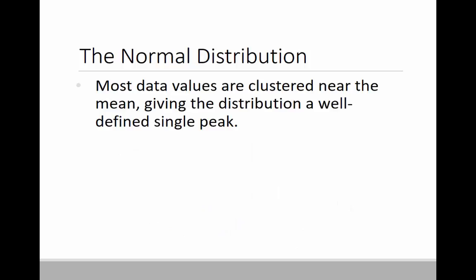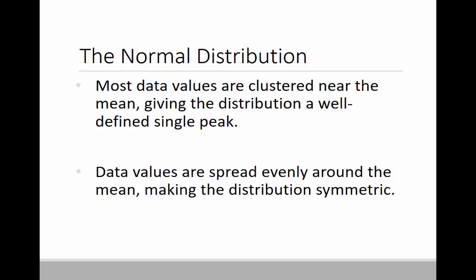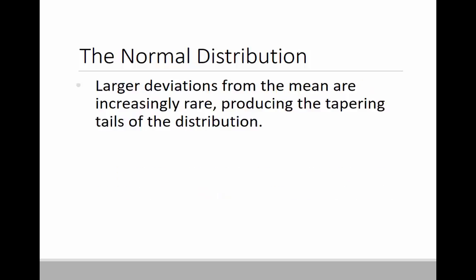Let's recap some of the key aspects of a normal distribution. First, most data values are clustered near the mean, giving the distribution a well-defined single peak. The data values are spread evenly around the peak or the mean of the distribution, giving the data a nice bell-shaped and symmetric look. Larger deviations, or data values further from the mean, are increasingly rare, producing the tapering tails of the distribution. Since all normal distributions have the same bell shape, we can characterize the variation of any normal distribution with just a single number, the standard deviation.